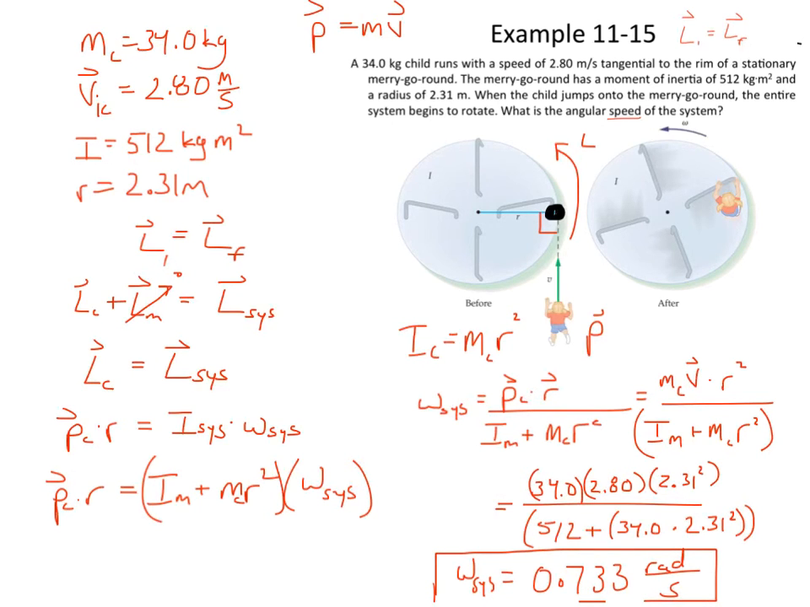So this is collisions. And the assumption, once again, is that the initial momentum of the whole system, all the different parts of the system, is going to be equal to the final momentum of the system because momentum is conserved. All right, so that's example 11-15, a good application of conservation of momentum, especially in rotational collisions.